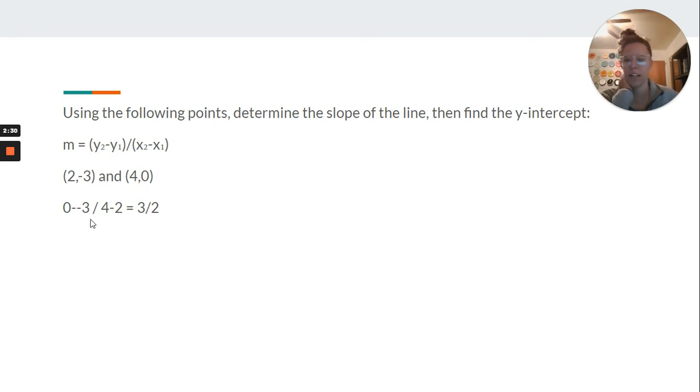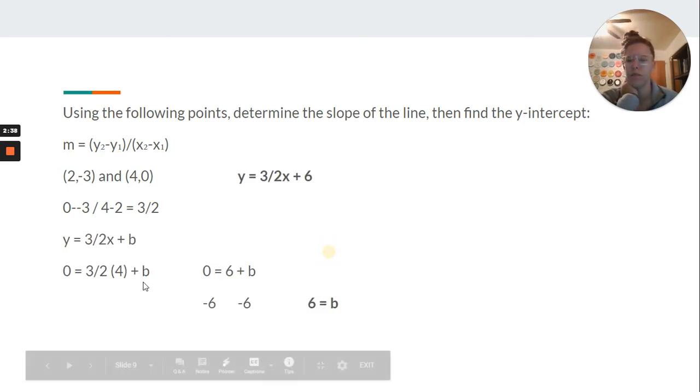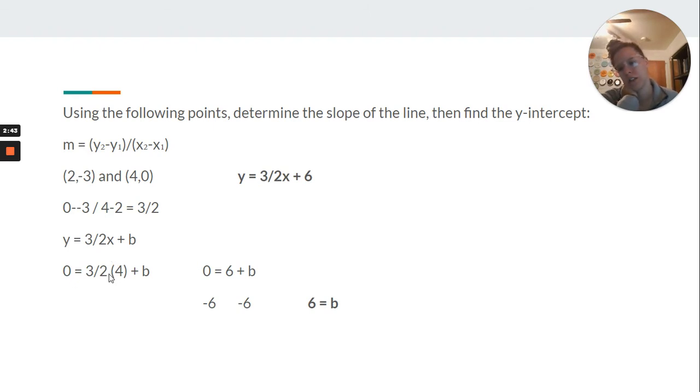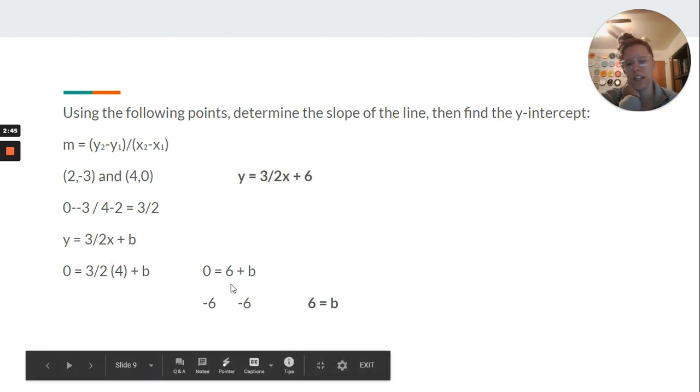So we'd write them out like this. Our slope is going to be 3/2. So again, we want to find the y-intercept also. We plug in 4 and 0. 3/2 times 4 gives us a 6. So we subtract 6, subtract 6.